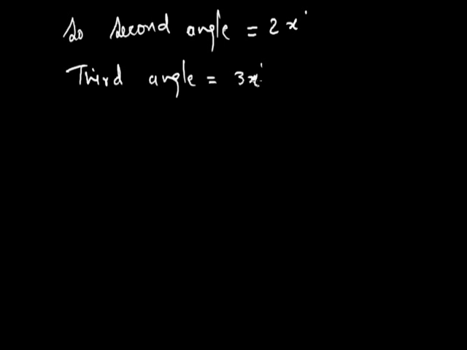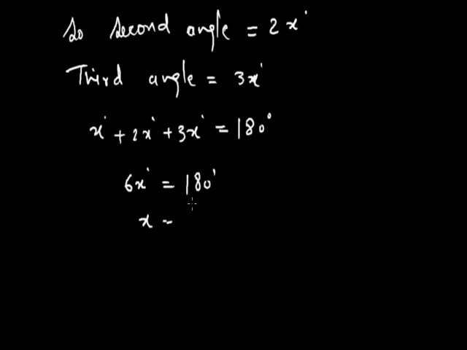Now apply the angle sum property on these three angles of a triangle. We know that the sum of all the interior angles of a triangle is 180 degrees. That's why x degrees plus 2x degrees plus 3x degrees is equal to 180 degrees. The left hand side of the equation reduces to 6x degrees. The right hand side is 180 degrees. Solving this linear equation, we get x equals 180 degrees divided by 6, which is equal to 30 degrees. So the smallest angle of this triangle is 30 degrees.